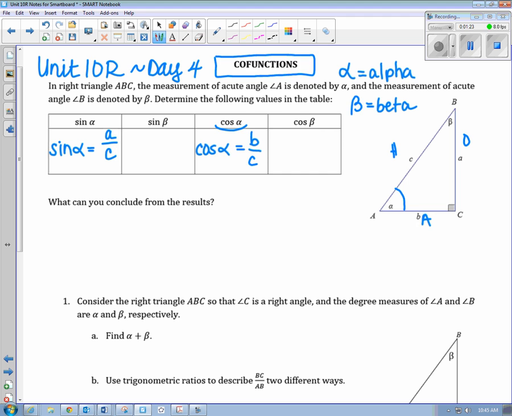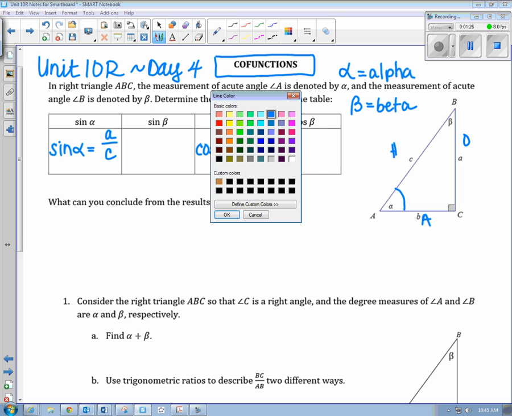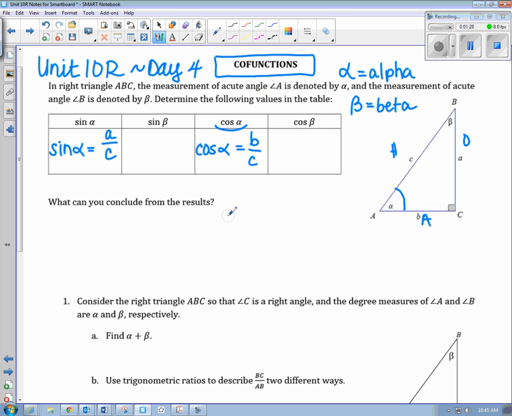And then I'm going to switch, and now I'm going to go on to talking about angle beta. And for angle beta, which we have up here, this is the opposite, this is the adjacent, and this is the hypotenuse. So the sine of beta, opposite over hypotenuse, is B over C. And the cosine of beta, which is adjacent over hypotenuse, is A over C.